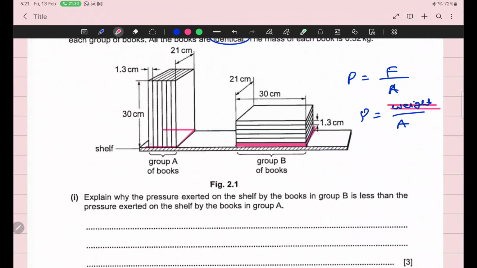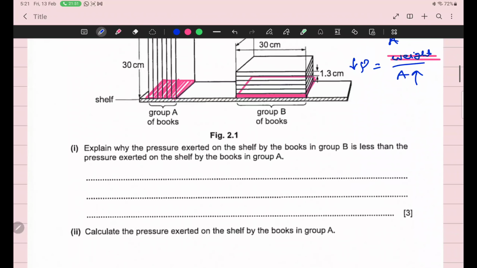And here you can see, just by drawing, the surface area of books in contact with the shelf is small. Here is a small area and here is large area. So where area is large, then obviously pressure will be low. Simple. So I am writing the answer.